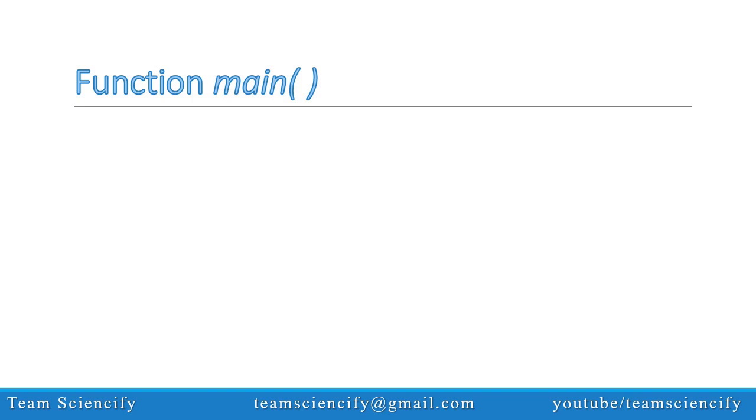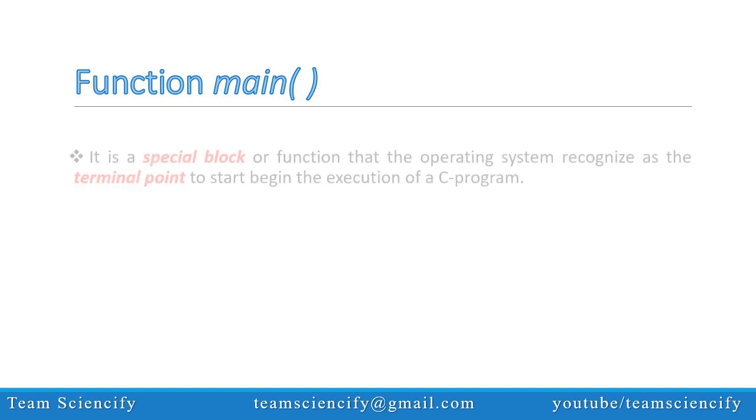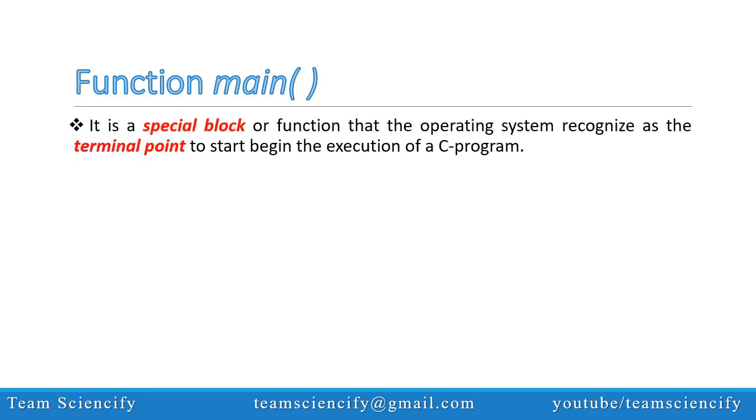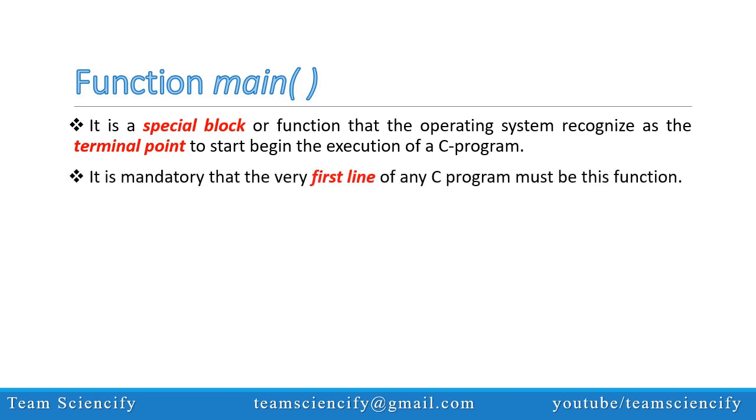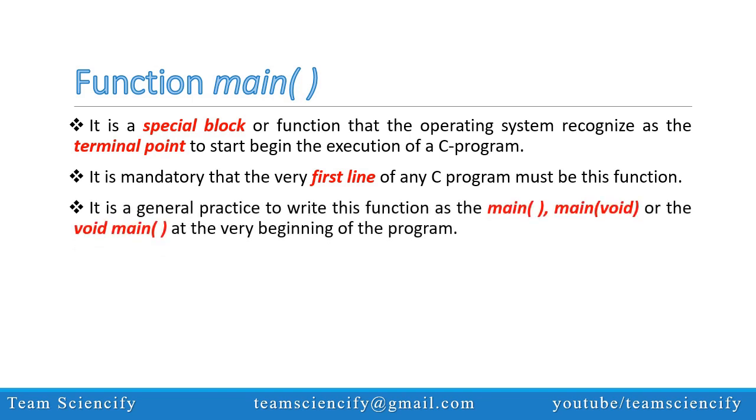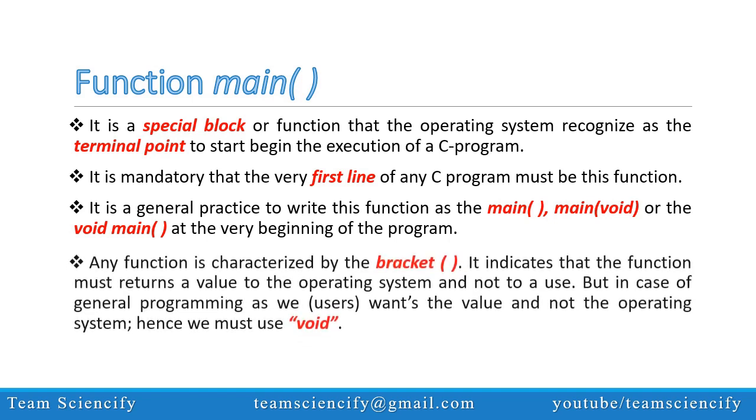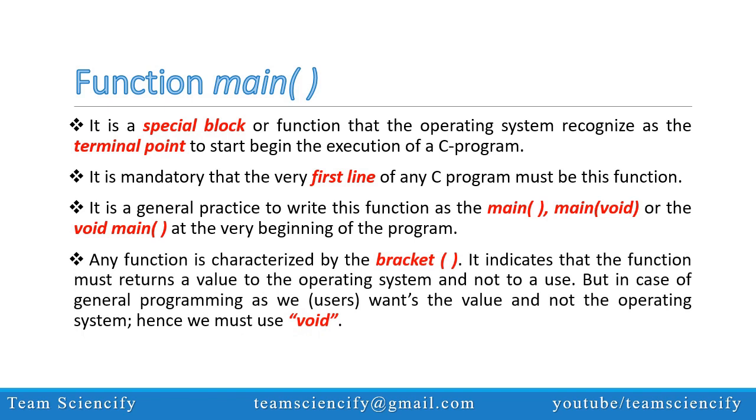Similarly, in C language, the main function is a special block or function that the operating system recognizes as the starting point to begin the execution of a C program. It is mandatory that the very first line of a C program must be this function. It is a general practice to write this function as int main or void main at the very beginning of the program. Any function is characterized by the opening and closing brackets. It indicates that the function must return a value to the operating system and not to a user. But in case of general programming, as we users want the value and not the operating system, hence we must use void.